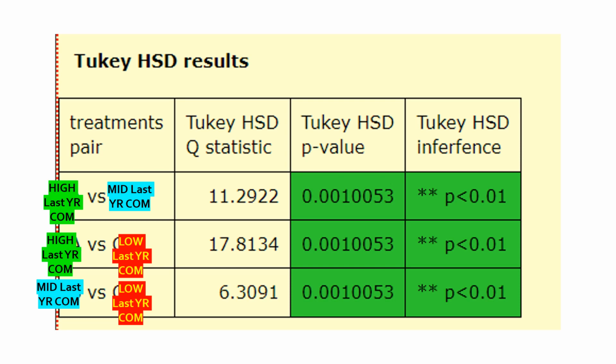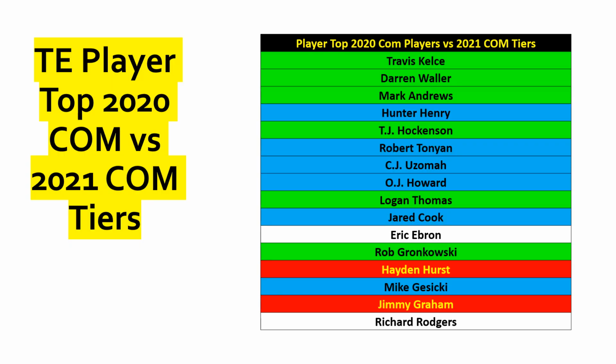So now we can group tight ends based on their last year. And again, this is groups now. This is not individuals. We're just looking at big groups and trying to make some conclusions and some deeper thoughts here. Here are the tight end players from the highest composite scores in 2020 versus their 2021 tiers, and I use the color. Green is high, blue is mid, and red is low, and the white means they got injured, didn't play.